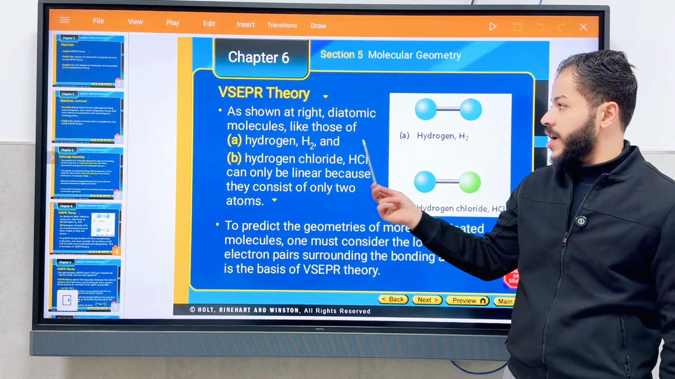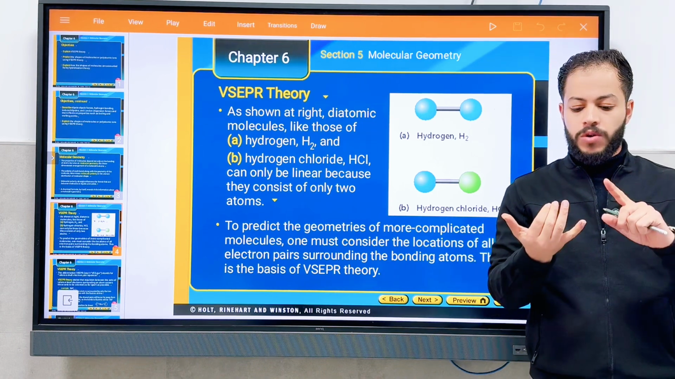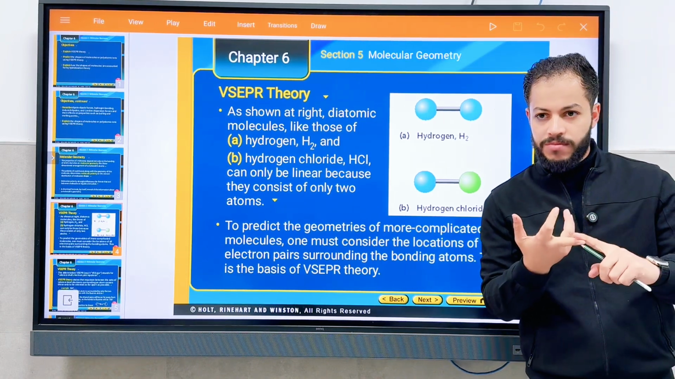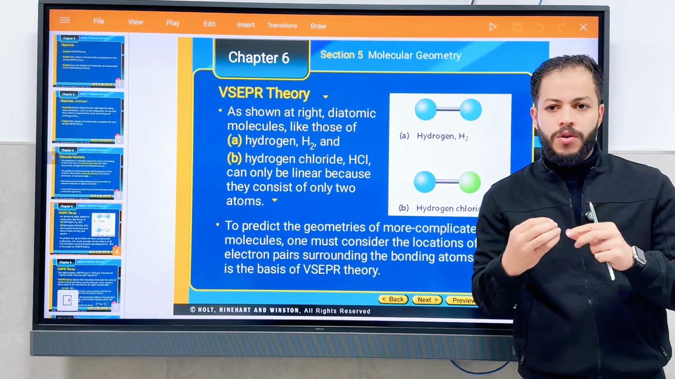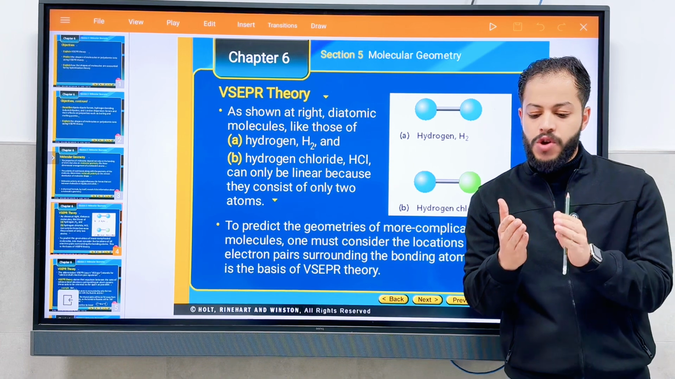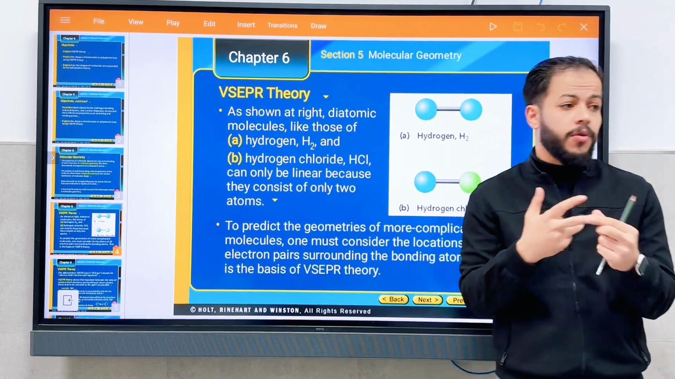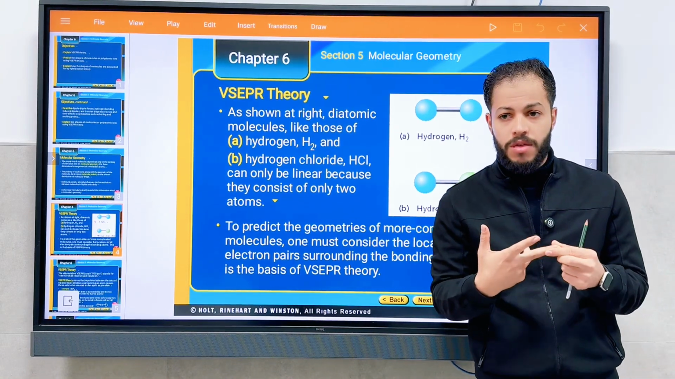As shown on the right, diatomic molecules. So this is our basis, guys. We will talk about 2-atom molecules, 3-atom molecules, 4-atom molecules, 5-atom molecules, and more. We will put a basis for each one to know what the shape looks like, what the angle looks like, and how we can understand this according to the valence shell electron pair repulsion theory.